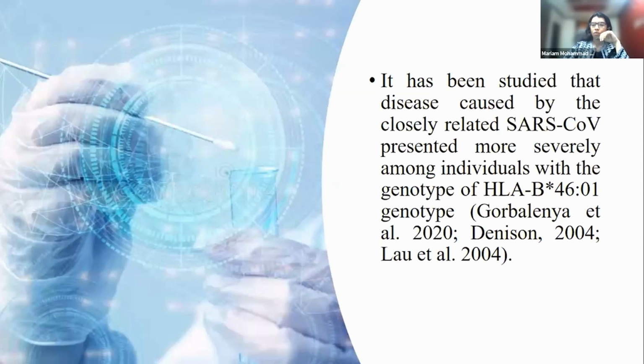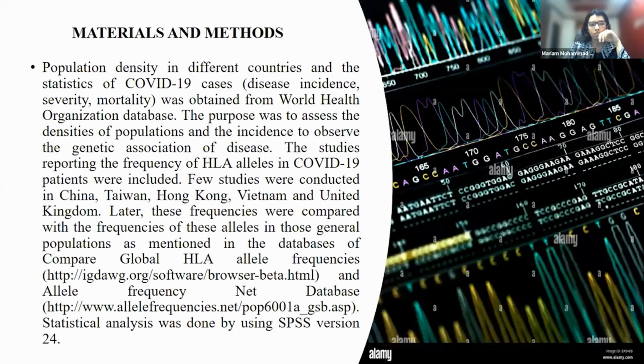So if we talk about the already published literature, it was found that individuals with the HLA-B*4601 genotype are more at risk of developing COVID-19. Moving towards the materials and methods, population density in different countries and the statistics of COVID-19 cases were obtained from a database of the World Health Organization.